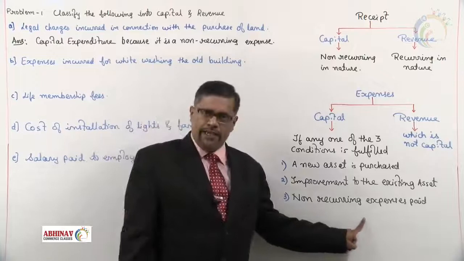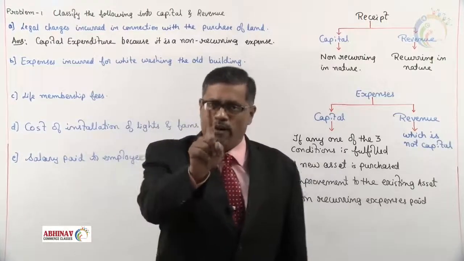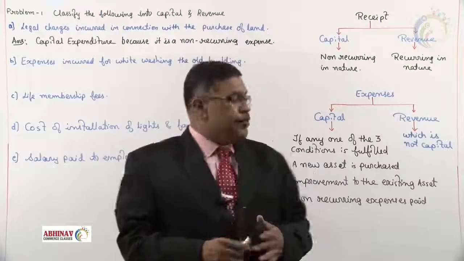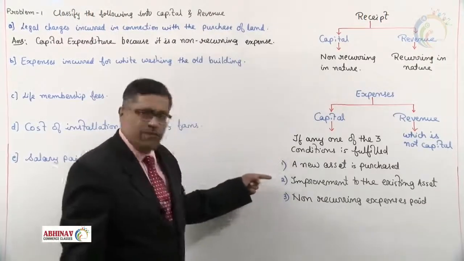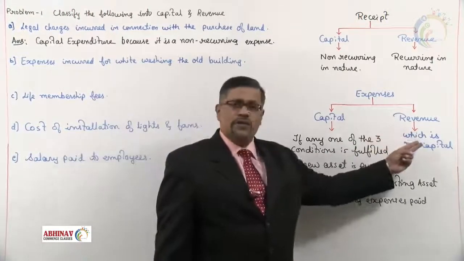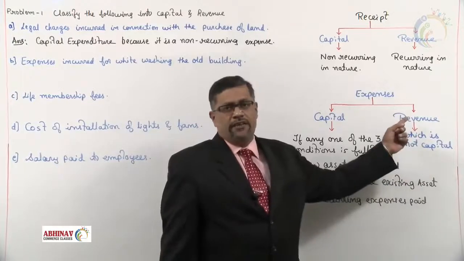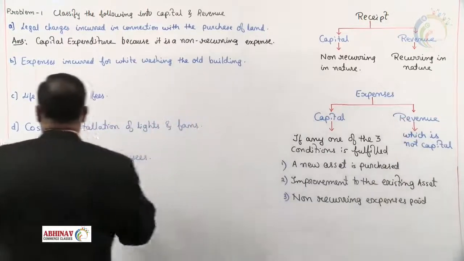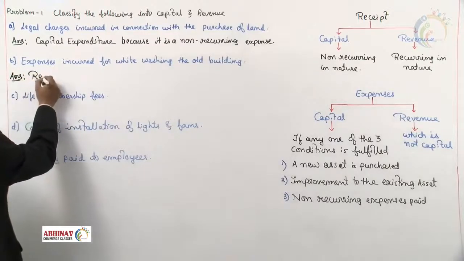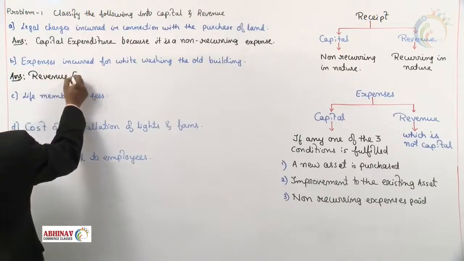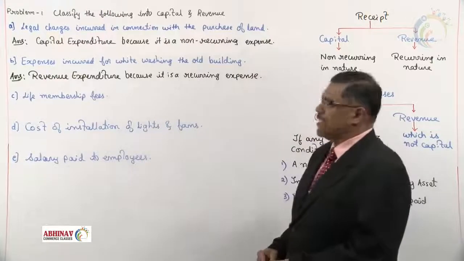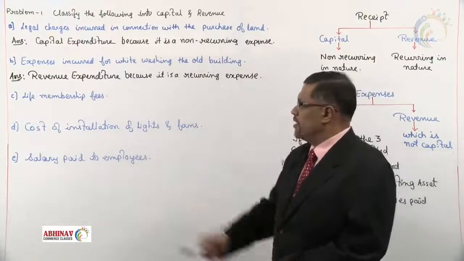Is it a non-recurring expense? Do you paint the building only once? No. After a few years, we again repaint the building. So it does not fulfill any of the three conditions. When it does not fulfill any of the three conditions, which is not capital, is taken as revenue. So this is a revenue expense. This is how we write it down. Revenue expense because it is a recurring expense. Let's see the next one.